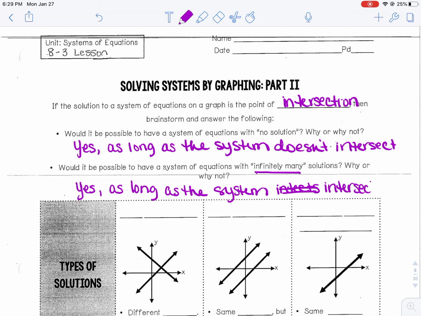Intersects in many places. And we'll talk about what that looks like.